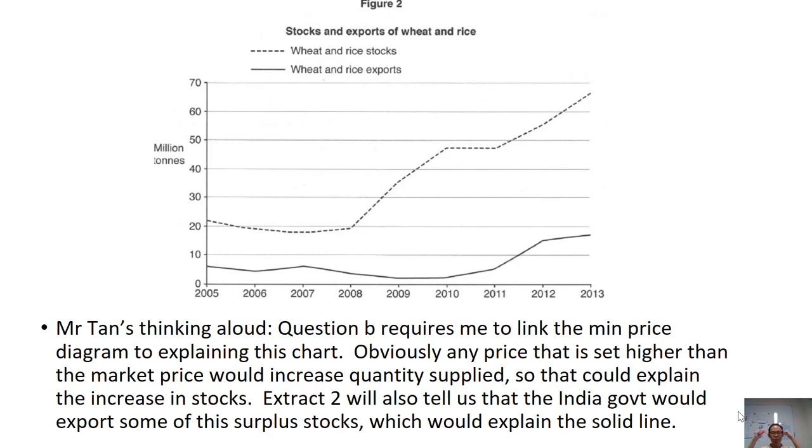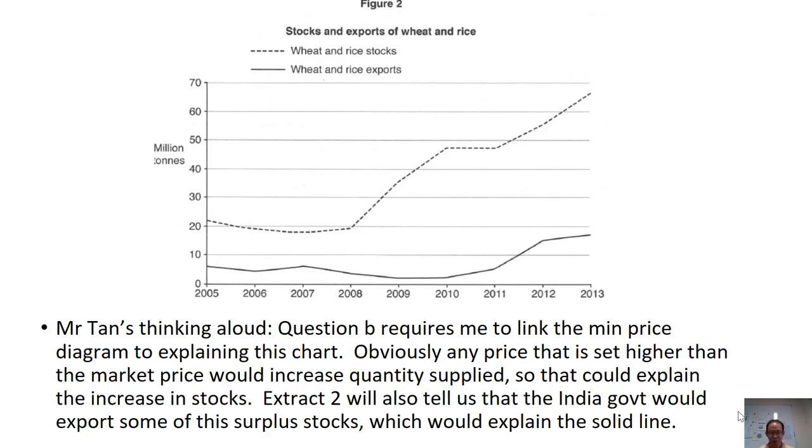So what's on my brain before I start doing the question will be this. Minimum price, right, in theory is when the government allows the firms to charge a higher price, higher than the free market price. Basically, the actual price that's actually sold cannot be lower than the minimum price. So for minimum price to be effective, it must be set higher. So the moment the minimum price is implemented, by the law of supply, I can say that the quantity supplied will definitely increase. So once you show that in your graph, you can easily explain the increasing dotted line, that the stocks are going up.